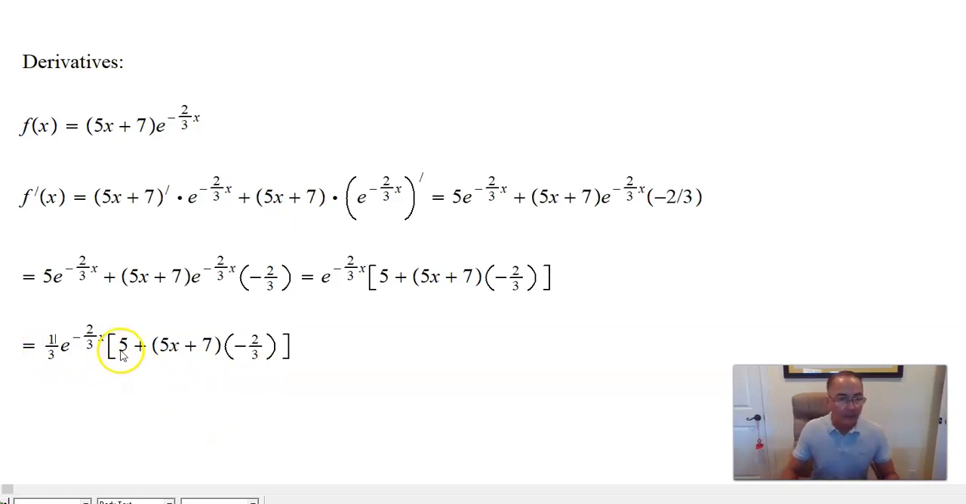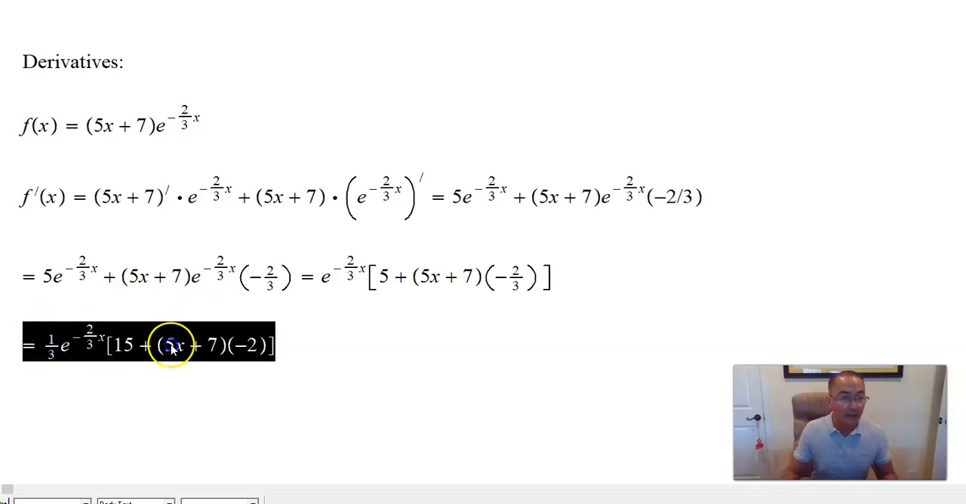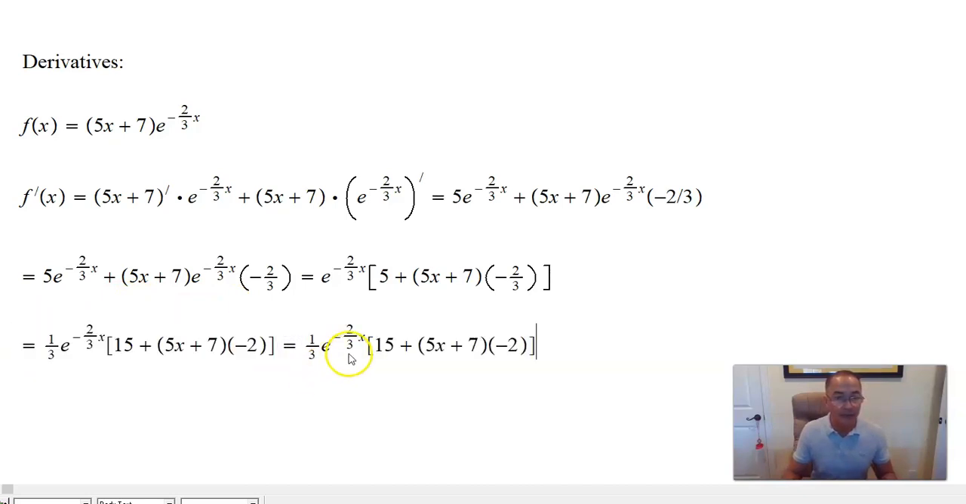Okay, which means that this 5 should turn into 15. And then the negative 2/3 becomes just negative 2. Alrighty, so we're almost there. We just have to simplify what is in the brackets. We get 15 minus 10x, and then 7 times negative 2 minus 14.